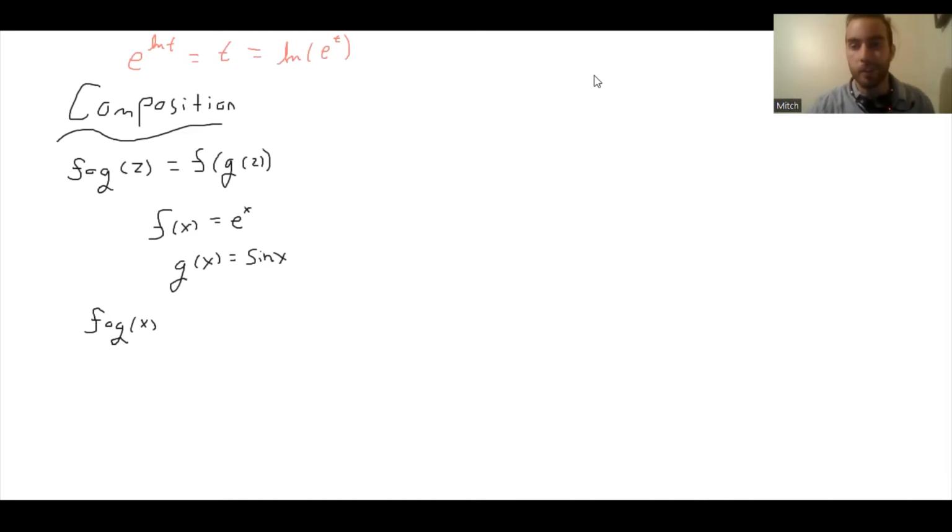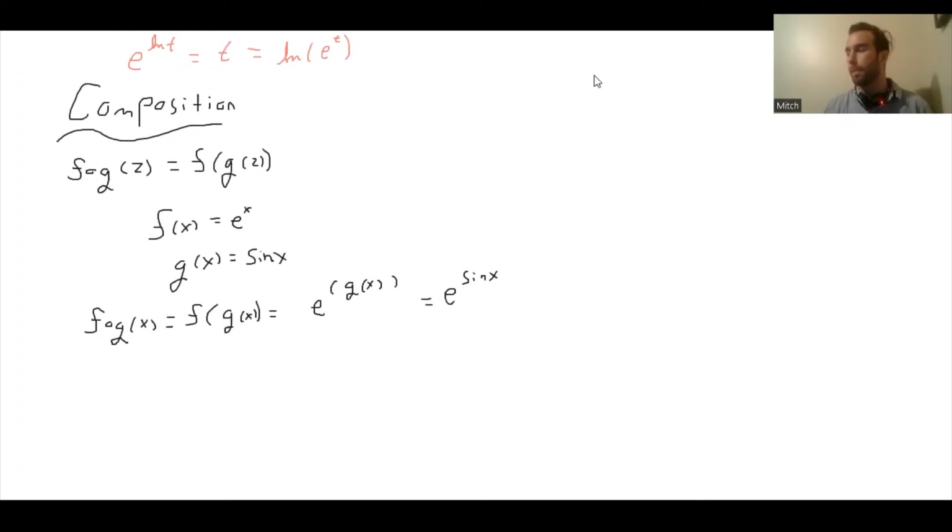I know I did z up here, but again, these variables are just placeholders, because this is f, where its input is g of x. And so our f is this exponential, it's e, and that input of the exponential, remember, it's up here, it's in the exponent. And in this case, that's just the function g of x, which in this case is just sine of x. So we have e to the sine of x.